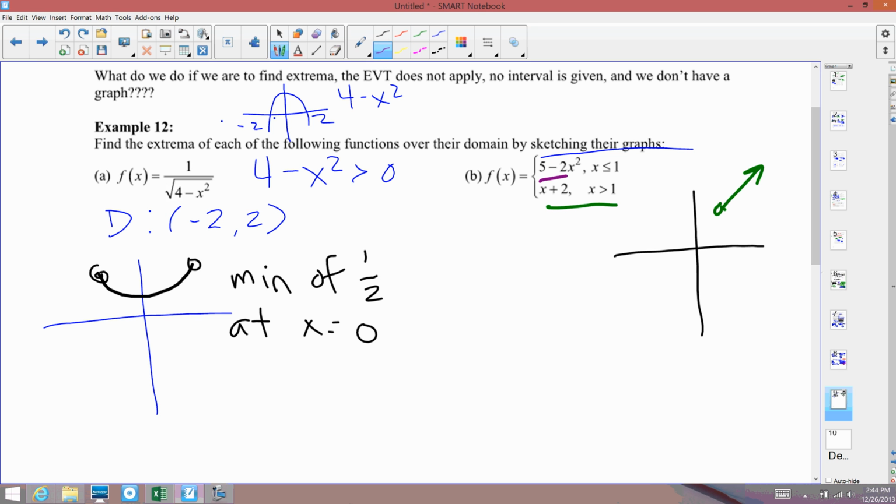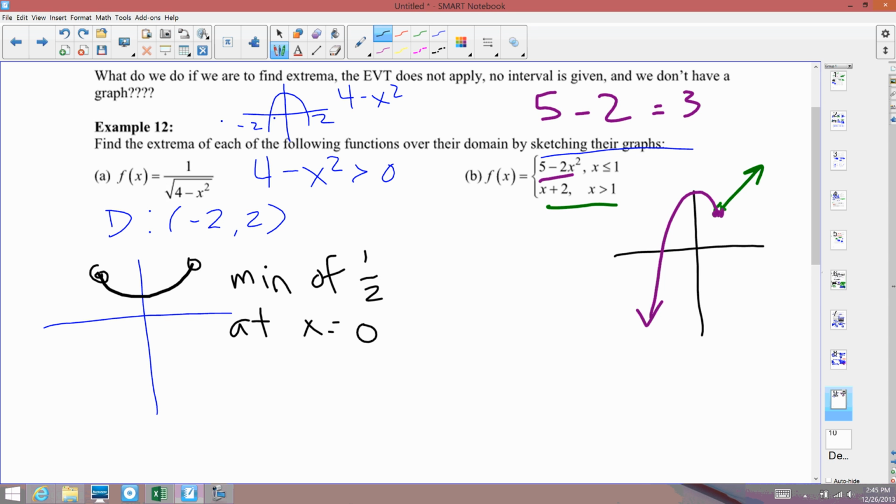5 minus 2x squared. If we plug in 1, we get 5 minus 2, which is 3. If we plug in 1 down here, we get 3. So that actually fills in that hole right there. And we end up with this beautiful looking graph. So find the extrema by sketching the graphs.